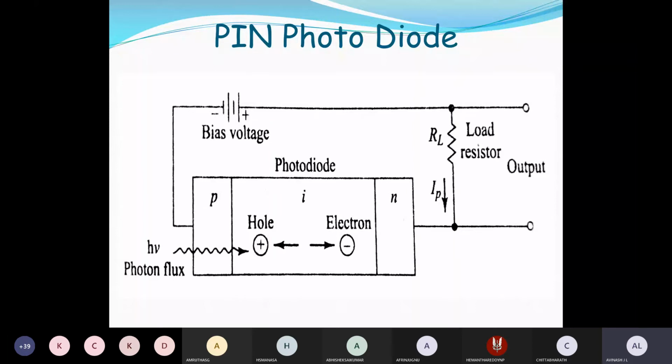Now when you're talking about this particular connection, in the bias we have taken the reverse bias. The negative terminal is connected to the p-type semiconductor material and the positive terminal is connected to the n-type. So when we do the connection like this, it is obviously a reverse bias condition.